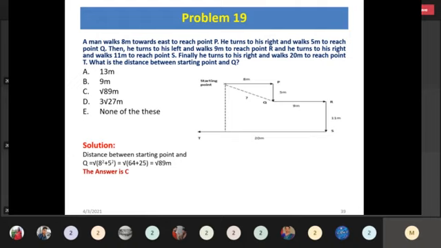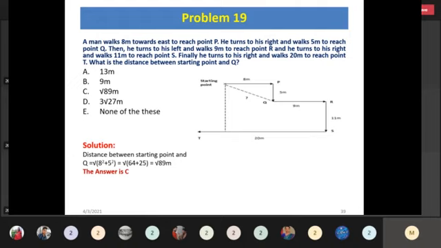So once again, I'll read out this one. A man walks 8 meters towards east to reach point P. He turns to his right and walks 5 meters to reach point Q. Then he turns to his left and walks 9 meters to reach point R. And then he turns to his right and walks 11 meters to reach point S. Finally, he turns to his right and walks 20 meters to reach point T. What is the distance between starting point and Q?